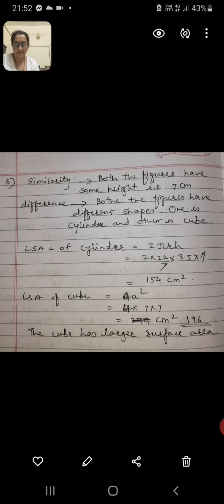The question is, you have to find out which box has the larger lateral surface area. To find the lateral surface area of a cylinder, we are going to use the formula 2 pi RH, and for the lateral surface area of a cube, it is 4a square. You will get the lateral surface area of the cylinder as 154 centimeter square, and of the cube it is 196 centimeter square. So definitely the cube has the larger surface area.